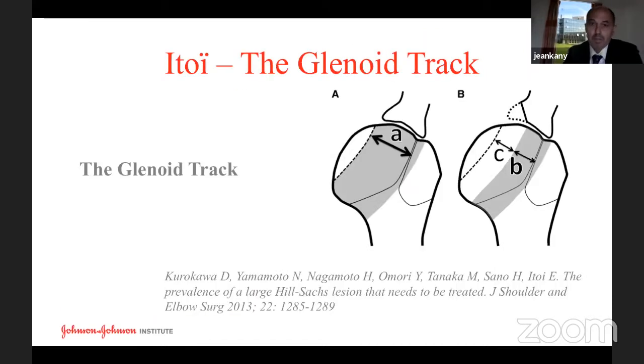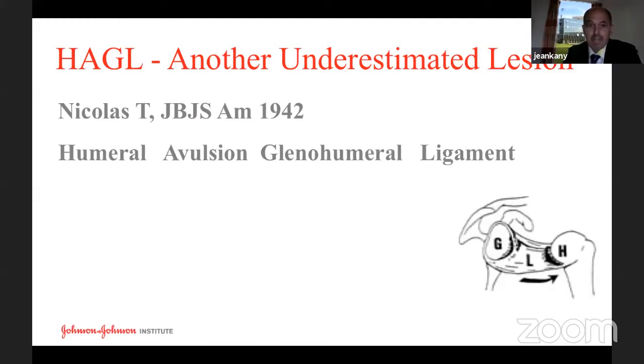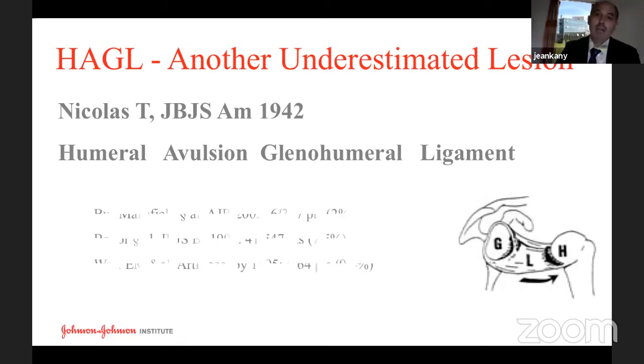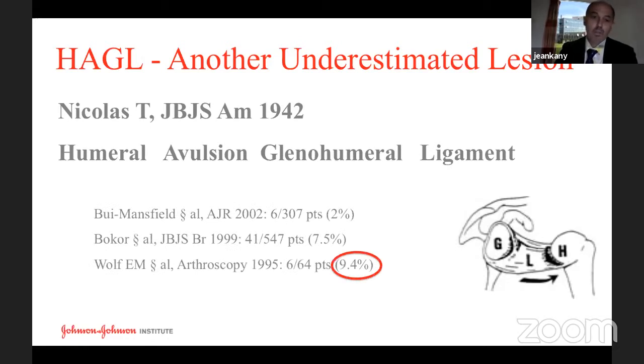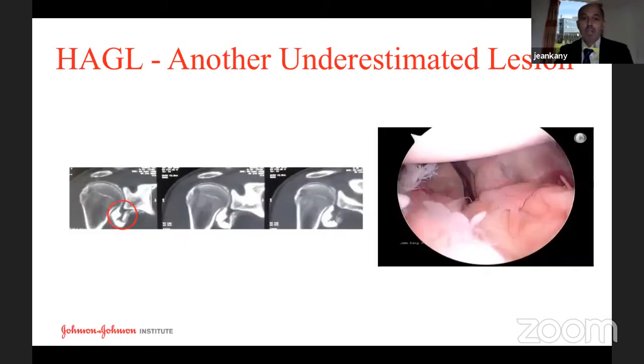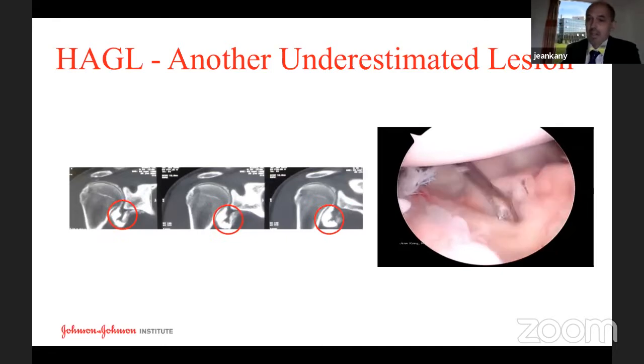Of course, we will talk about the glenoid track, and they described Itoi, and they described the kissing lesion. But there is something else that is very important. There are soft tissue lesions that are very difficult to understand. And you know the HAGL lesions. So do you think it's very rare? I'm not sure. Look at these HAGL lesions.